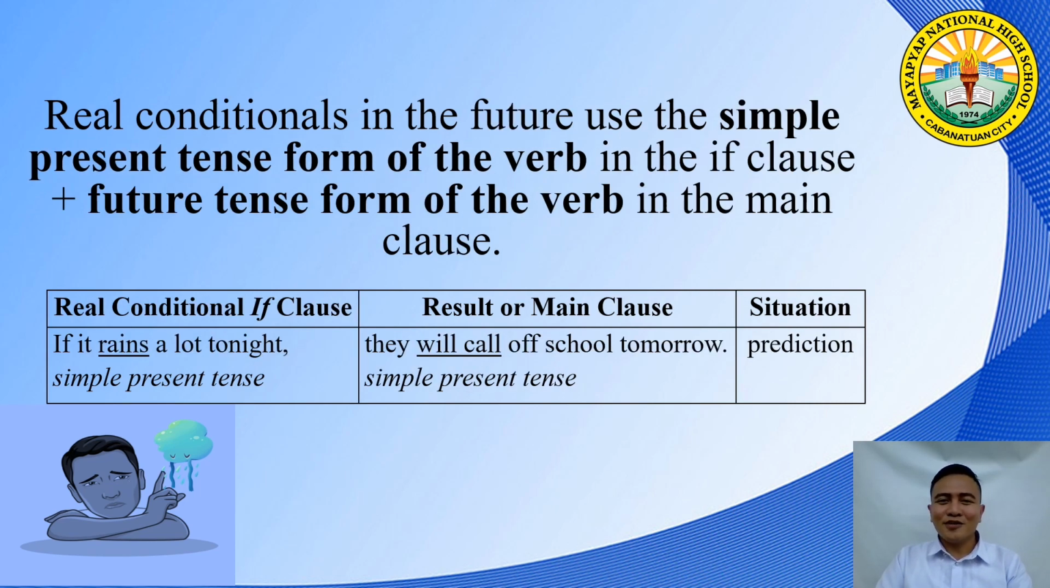Real conditionals in the future use the simple present tense form of the verb in the if clause plus future tense form of the verb in the main clause. For example, if it rains a lot tonight, they will call off school tomorrow. The situation is an example of prediction.